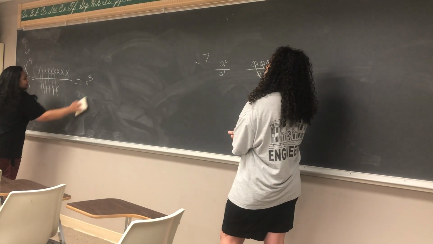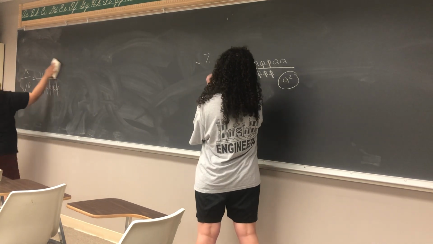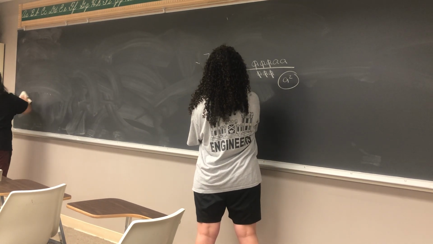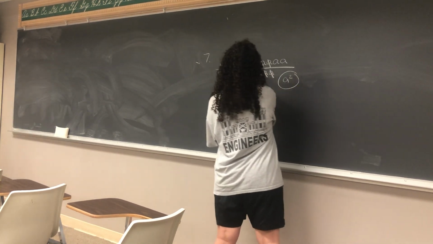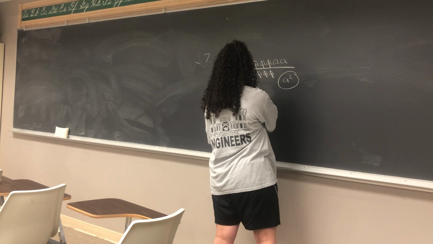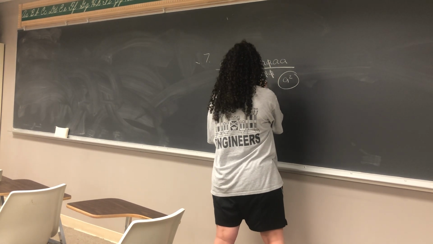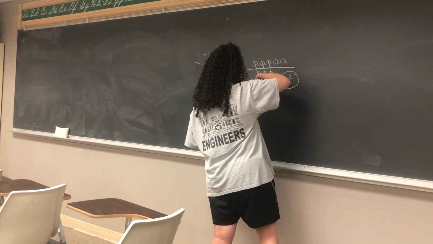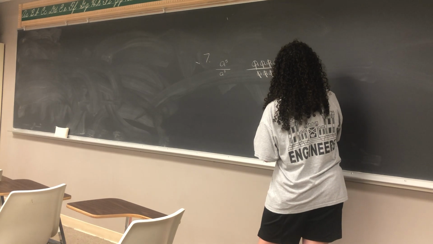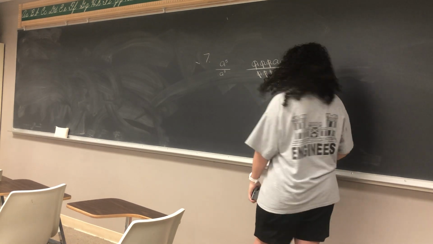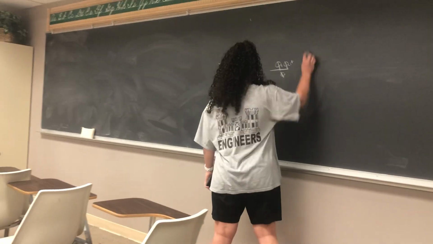Anna Grace, number 7. Everyone make sure you're paying attention. Take it away. Well, I had a to the 5th power over a cubed, and so I wrote that out as a times a times a times a times a over a times a times a times a. And then I canceled those out and was left with a squared. I would also agree. Great job. You can erase that and have a seat.